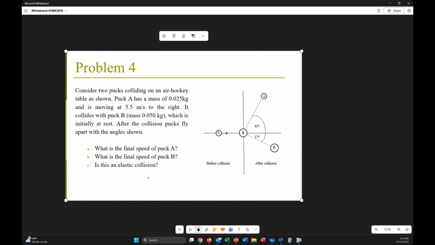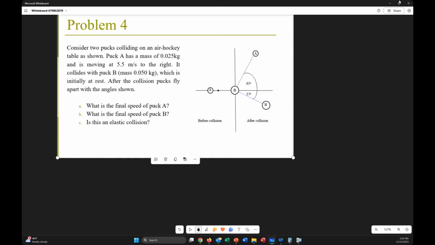So in this problem, we have a hockey puck, yes? And the velocity of the hockey puck, let me just change the color, is 5.5 meter per second, yes? What is the velocity of B? 0, yes? These will get velocity, let's call VA, yes? This will get velocity VB. Good? Okay, after the collision.